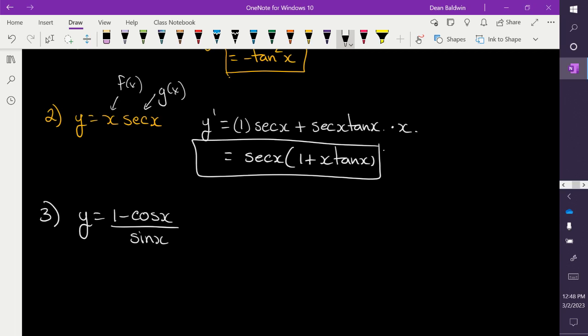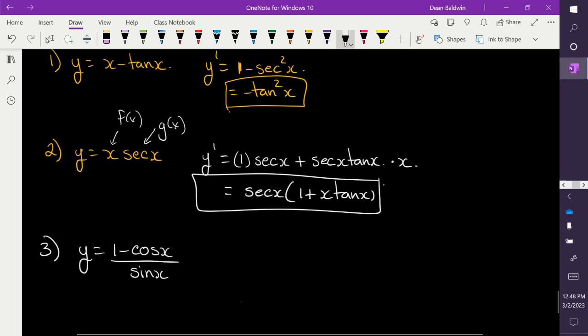All right. What rule do we want to use here? Okay, you can use quotient. Let's do that. Okay, what does quotient say? Maybe I should write these on the board. Quotient rule is f prime of x times g of x minus g prime of x times f of x, over g of x all squared.